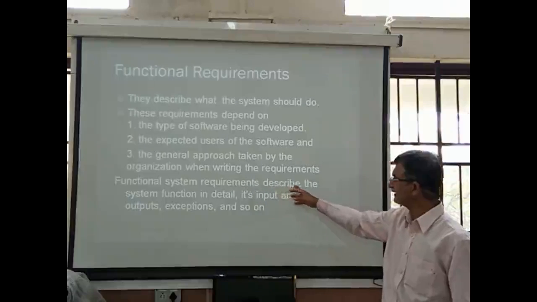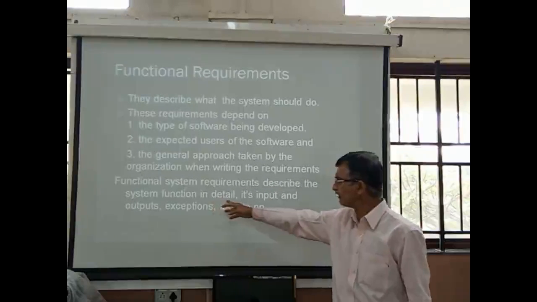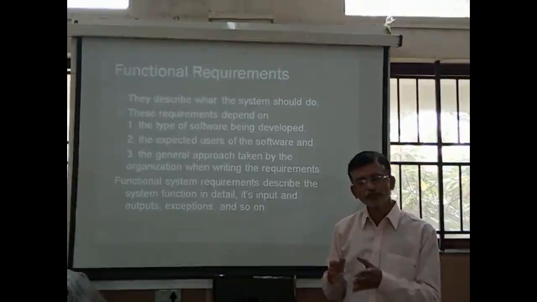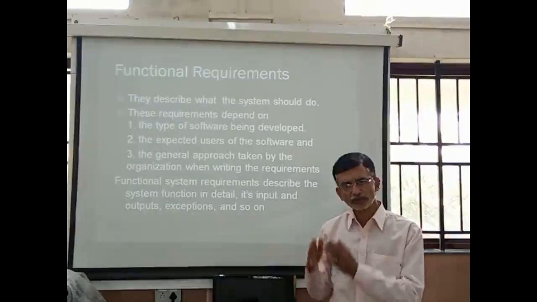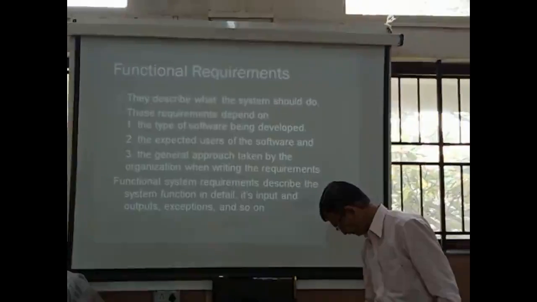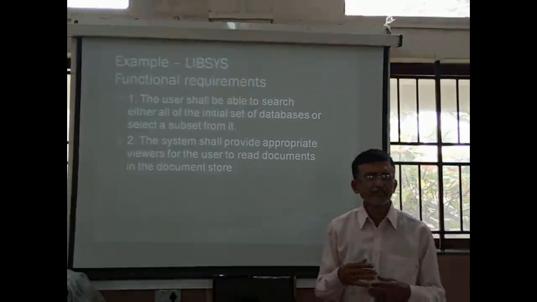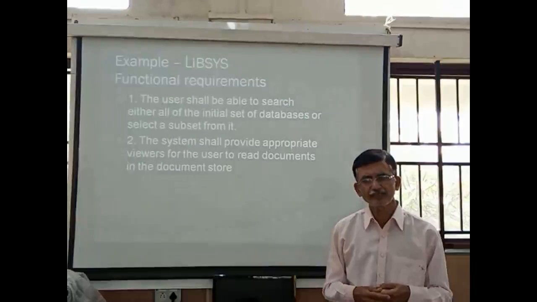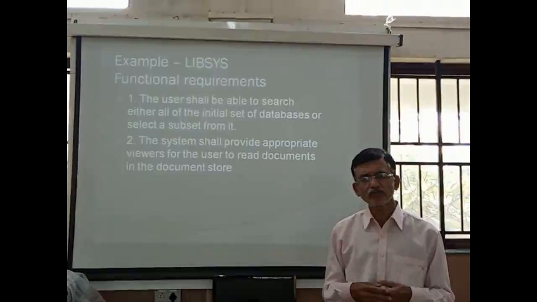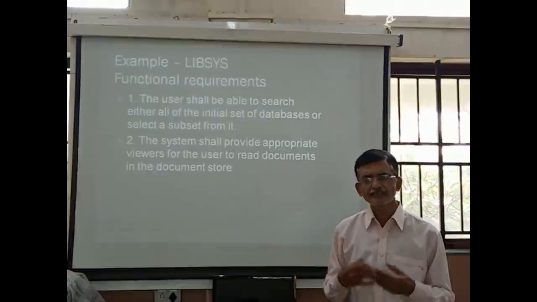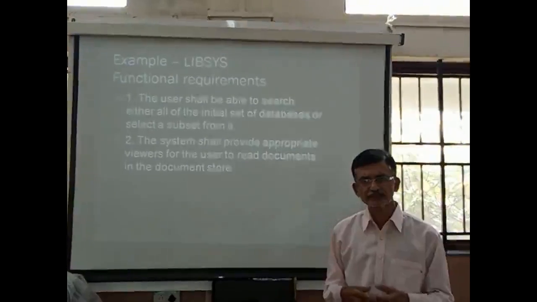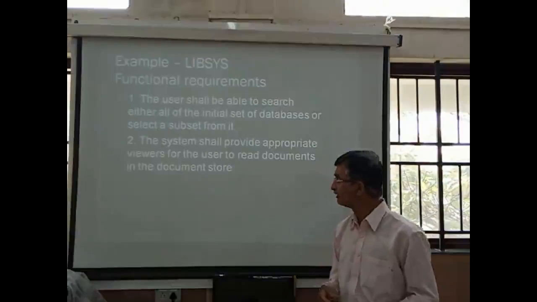Functional system requirements describe the system function in detail: its inputs, outputs, and exceptions. So they talk about a particular functional area, about the inputs, about the outputs, and how things should be processed. Let us take one example that we considered in the previous class, that is the library system. This library system, called LIBSYS, is a system for a university library, whose beneficiaries are professors, students, and other university staff.